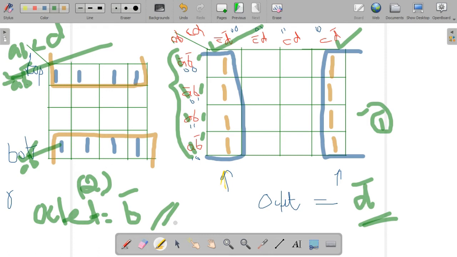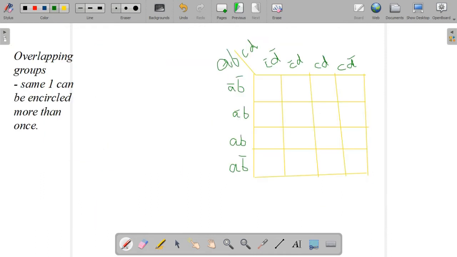This is the way of map rolling. That is, in pairs, how the map rolling is done in pairs, octets and quads. That's all we have discussed here. The next one is overlapping groups. Map rolling is over. Now you know how to do the map rolling, is it? Next one is overlapping groups.